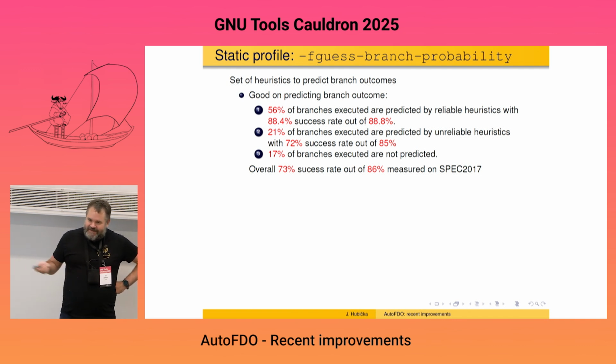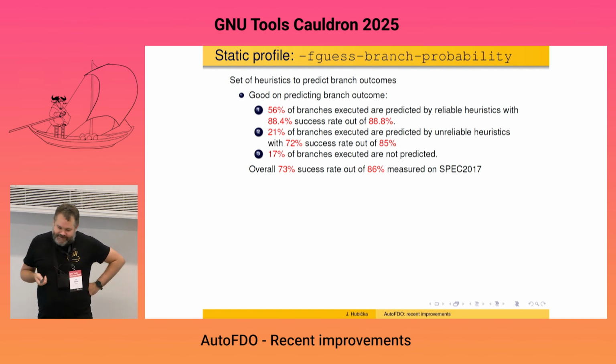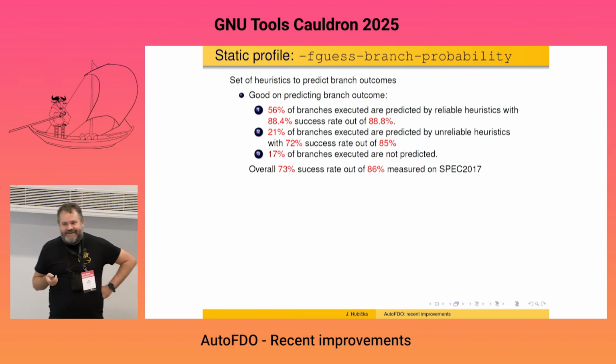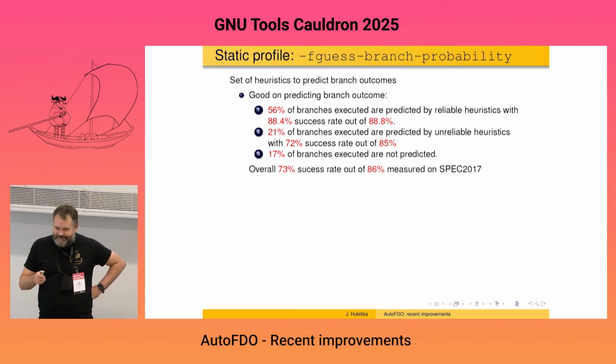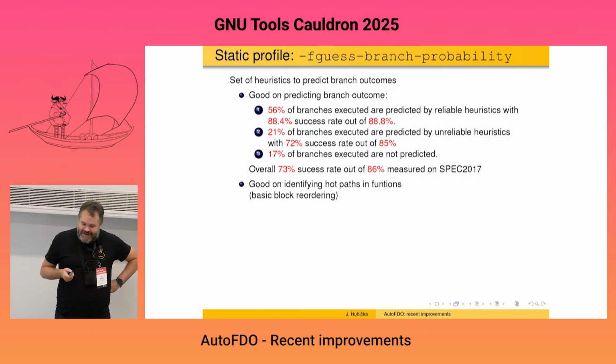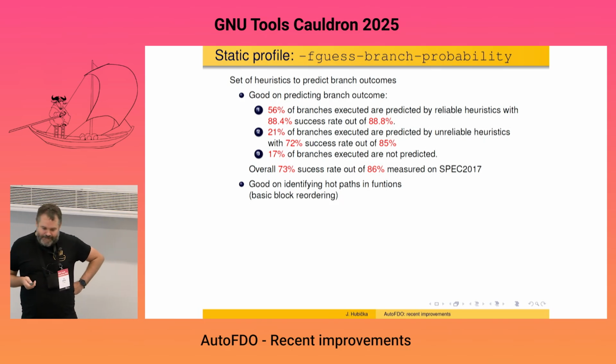I don't know, when I first saw these numbers in the paper 23 years ago, I was surprised it's even possible to do it by such primitive measures. But it's good at identifying hot paths in the functions, because you have a good chance that the branches you guessed are the good ones.